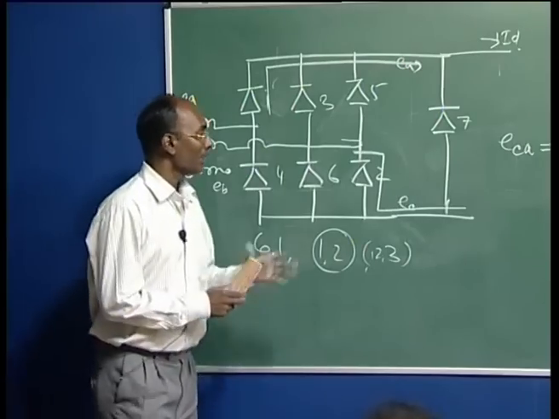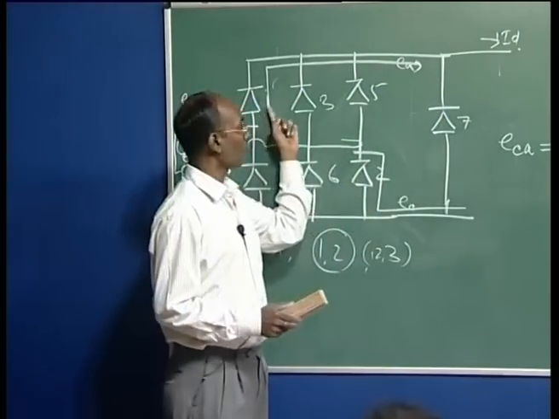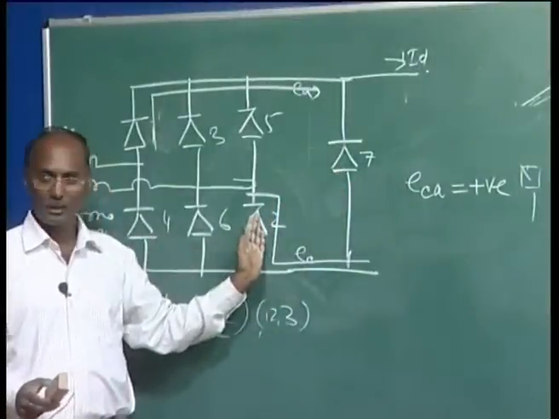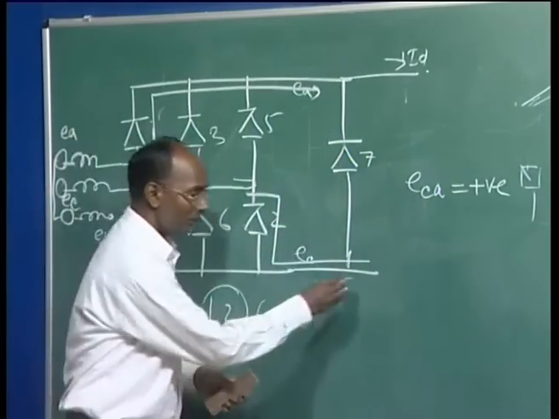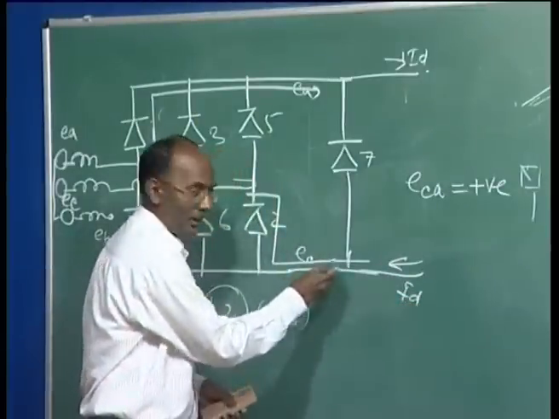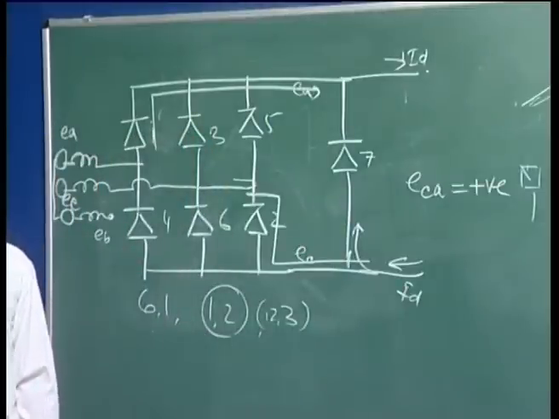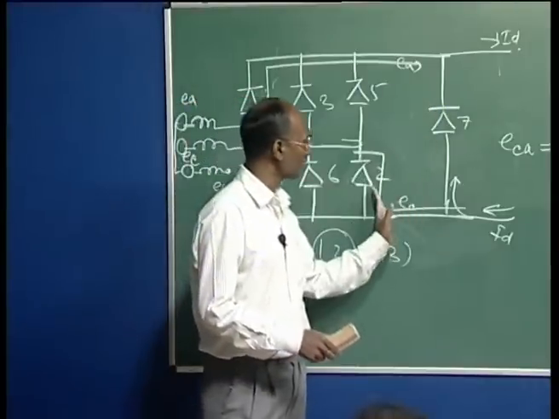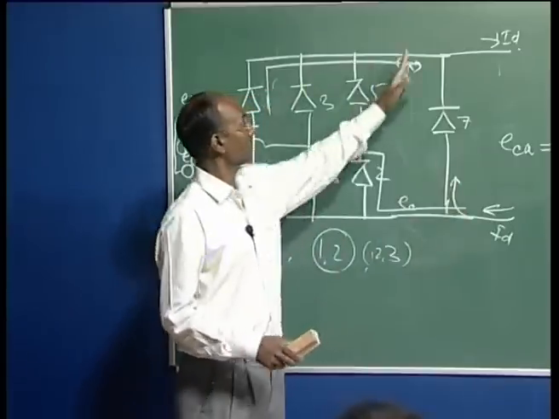Now what is happening? This current which was flowing here, now there is going to be a commutation between 1 and 7, 2 and 7. Because in fact, we are having the commutation between 2 and 7. The current which was flowing here, ID, earlier it was flowing here, now it is going to be shifted here. And it will take some time for the complete transfer of the current from here to here to take place. And this current will become 0 on this side.